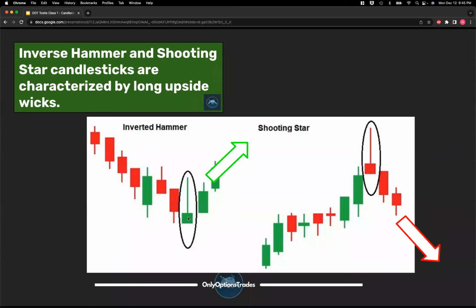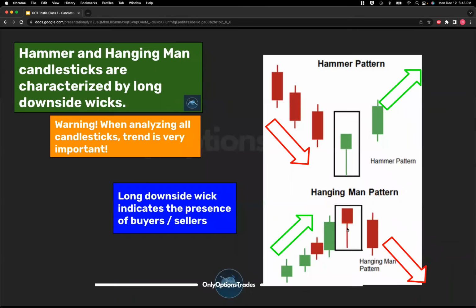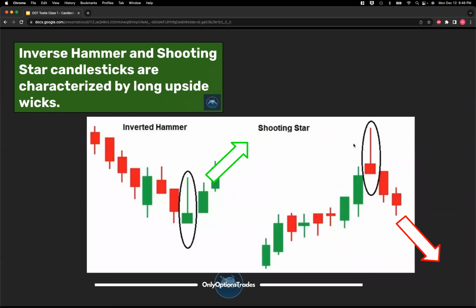showed that there were some buyers that brought this candle to its high, but there's still sellers present. So I don't personally follow inverted hammers and hanging men as much because I don't think they're as strong. But it's important for me to introduce these patterns to you all just so you know that they exist. But my favorite hammer style patterns are the hammer like this with a long downside wick, and the shooting star with a long upside wick. These are my favorite patterns to watch for when referring to hammers.